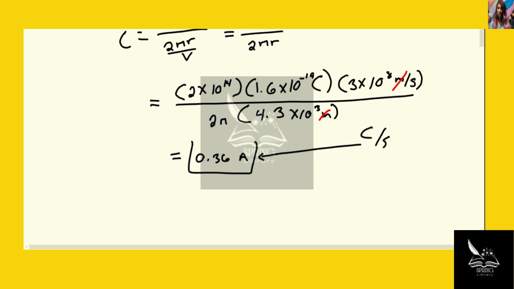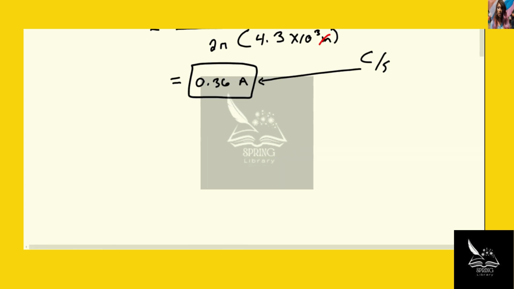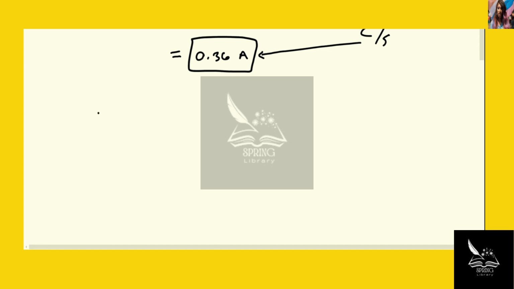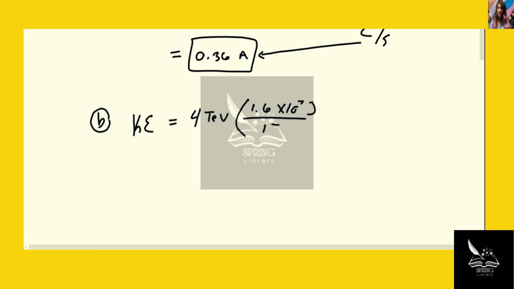And now for B, it's asking about kinetic energy with the mass of the car. So we have kinetic energy equals 4 TeV, and we need this in joules. So what we can do is multiply it by 1.6 times 10 to the negative 7th joule over 1 TeV, okay? And you're going to get 6.4 times 10 to the negative 7th joule.